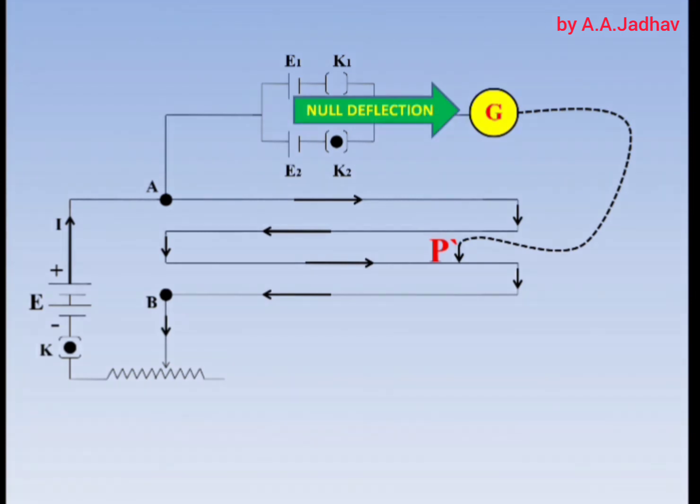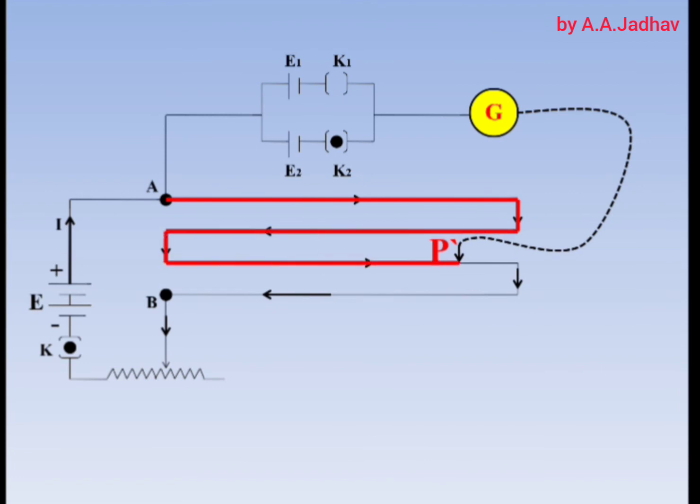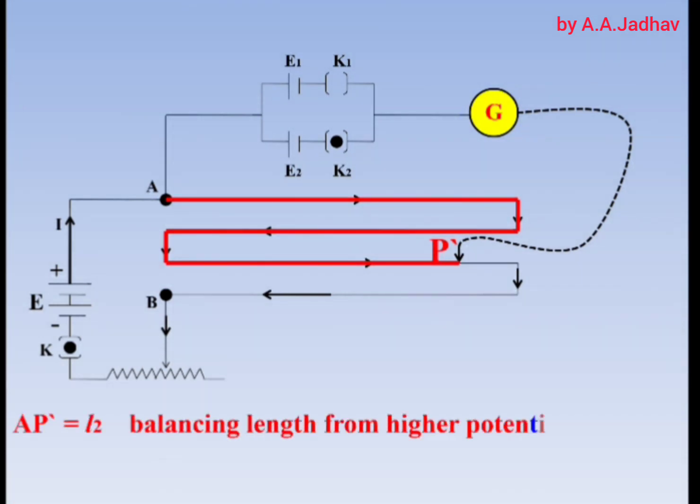That is, the potential at point P' and the potential at the negative terminal of the cell E2 are the same. It means we are not drawing any current from the cell E2, and cell E2 is acting like an open circuit cell. In this case, the length of wire between A and P' is the balancing length for the cell E2. So, let AP' equal L2 be the balancing length from the higher potential end A of the wire AB.